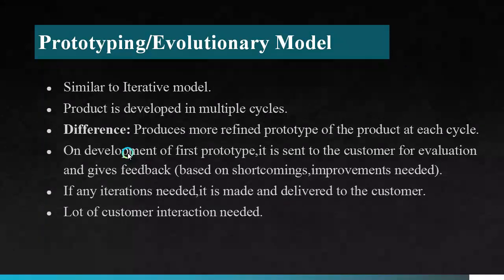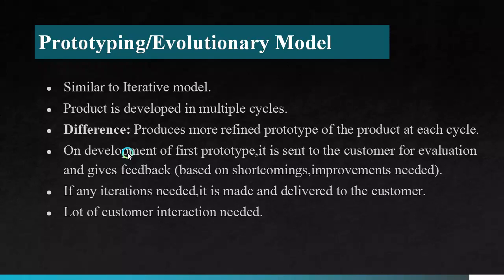Next model, prototyping or the evolutionary model. Similar to the iterative model, as it carries out the same phases in sequence. But here also the product is developed in multiple cycles. That is, after each phase, it can go and cycle back to the previous phase. The difference being that it produces a more refined prototype of the product at each cycle. That is, unlike the iterative model, a prototype of the product is generated and delivered to the customer.